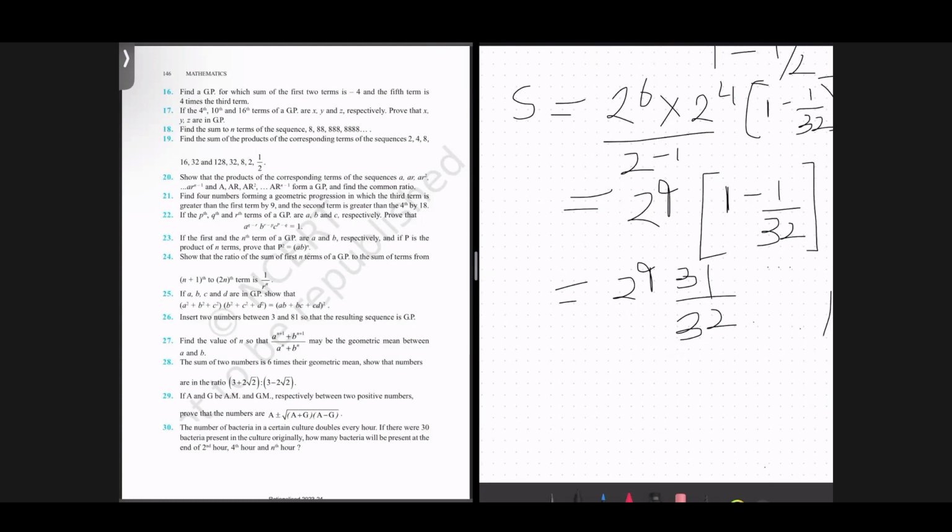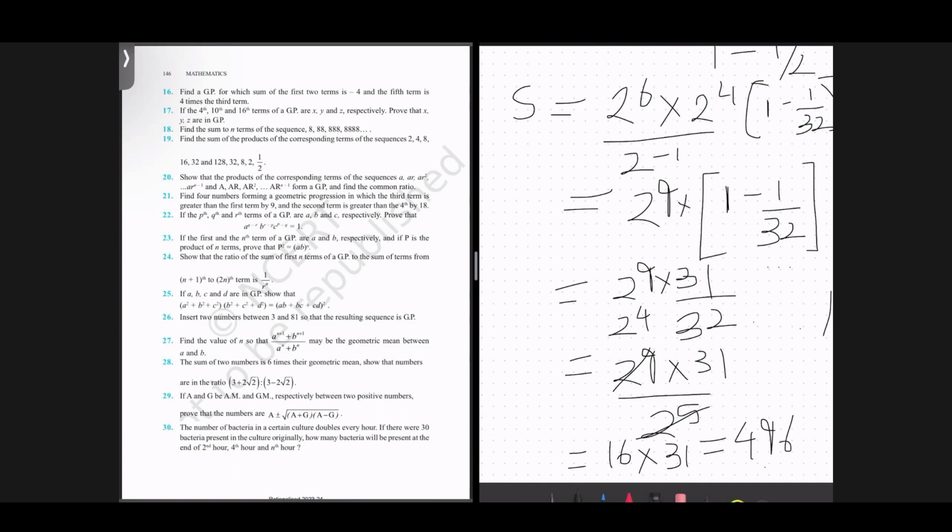Now, 32 can be written as 2 raised to the power 5. So what you would now have is 2 raised to the power 9 into 31 upon 2 raised to the power 5. The power gets cancelled. What is left is 2 raised to the power 4, into 31, and that is nothing but 16 into 31. And we solve this, the final answer that you're going to get is 496.